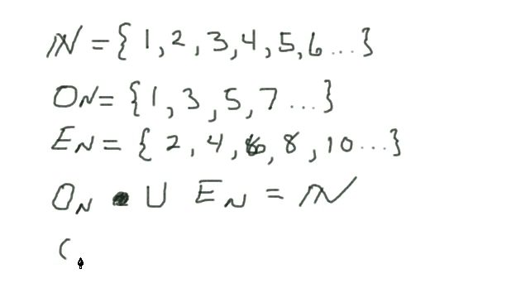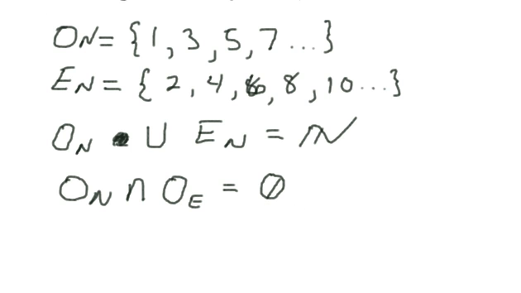But if I were to take the set of odd numbers and intersect it with the set of even numbers, what do these two sets have in common? That is not much at all, right? They don't have anything in common. So this would end up becoming the empty set.